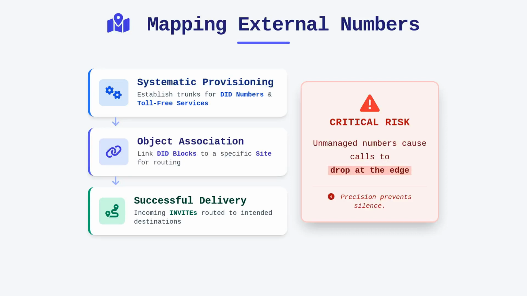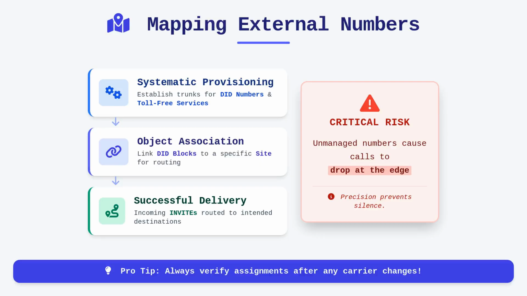Failure to properly map these resources often results in calls dropping at the edge because the platform does not know how to handle an incoming invite destined for an unmanaged number. Precision here is the difference between a functional telephony system and a silence that confuses your callers. Always verify your number assignments after any significant carrier changes.